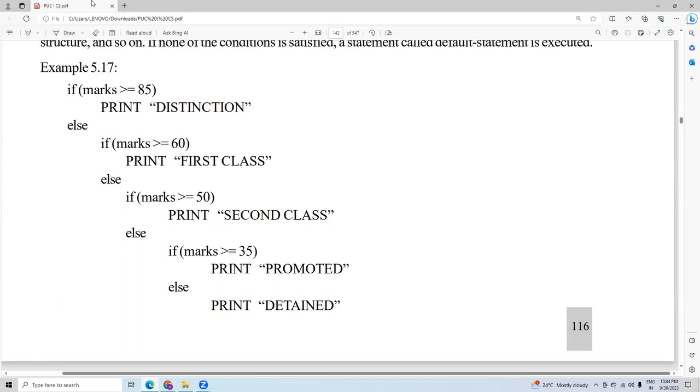If marks is greater than or equal to 85, it is distinction. If marks greater than or equal to 60, it is first class. And when it is not 60, then check. It will be second class. Otherwise, the else for this one, this step, marks greater than or equal to 35, then print a proper message.